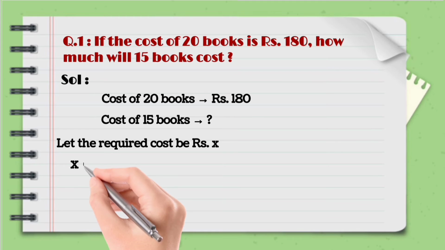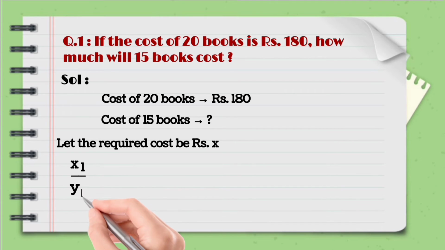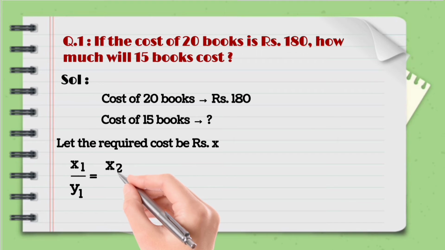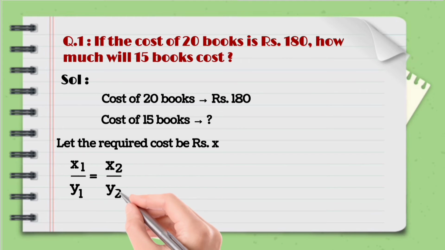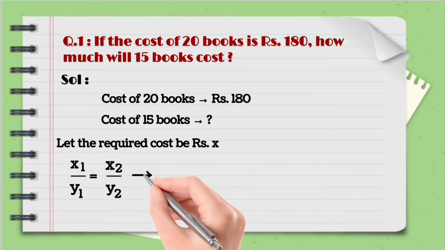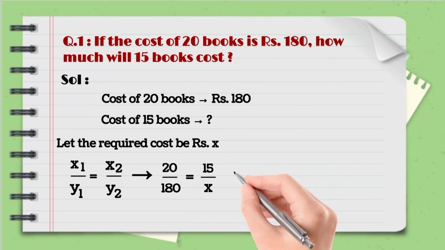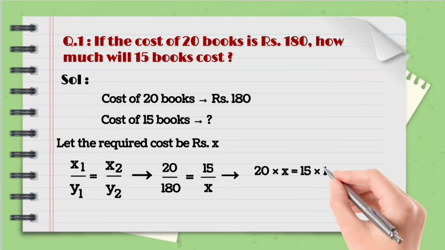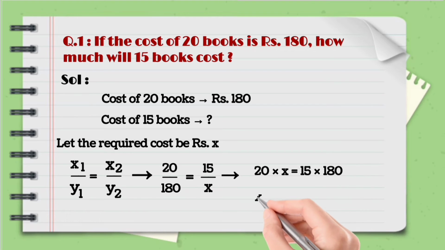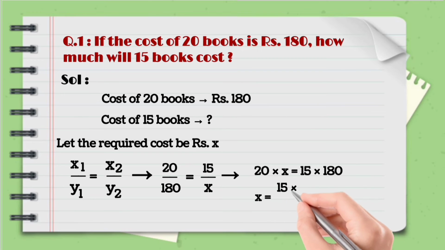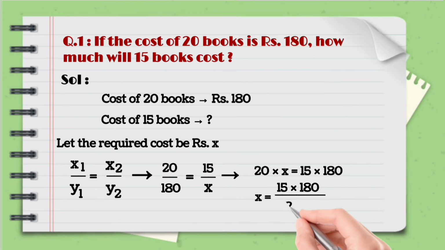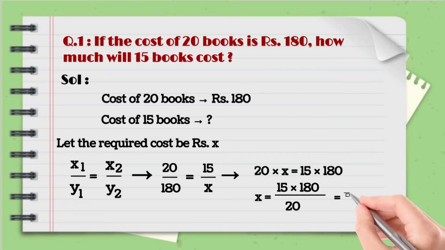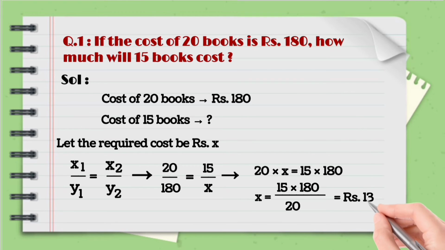Since both the quantities vary directly, therefore x1 by y1 is equal to x2 by y2. That will be equal to 20 by 180 is equal to 15 by x. So by cross multiplication, 20 into x is equal to 15 into 180. So x is equal to 15 into 180 divided by 20. That will be equal to rupees 135. Therefore, the cost of 15 books will be rupees 135.